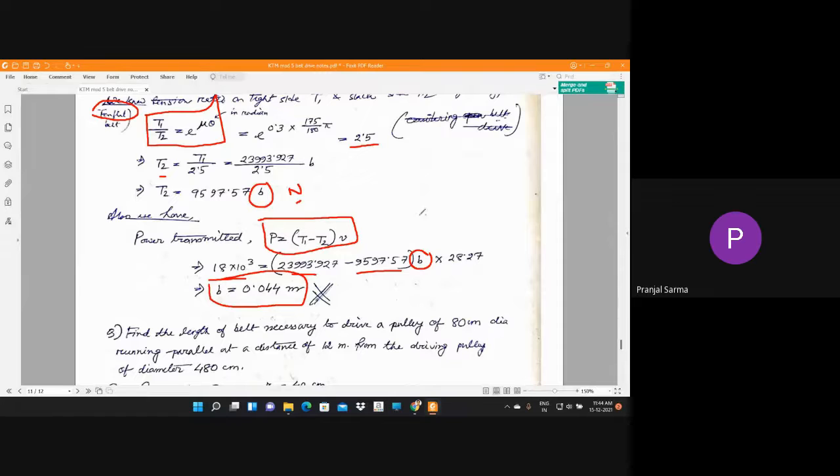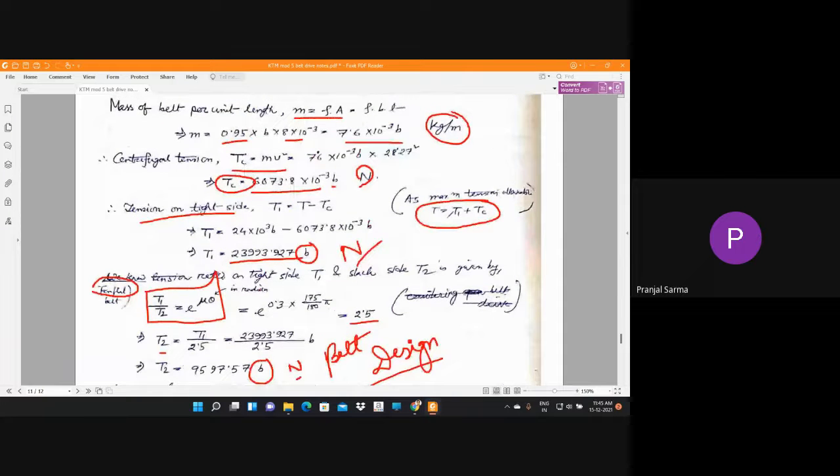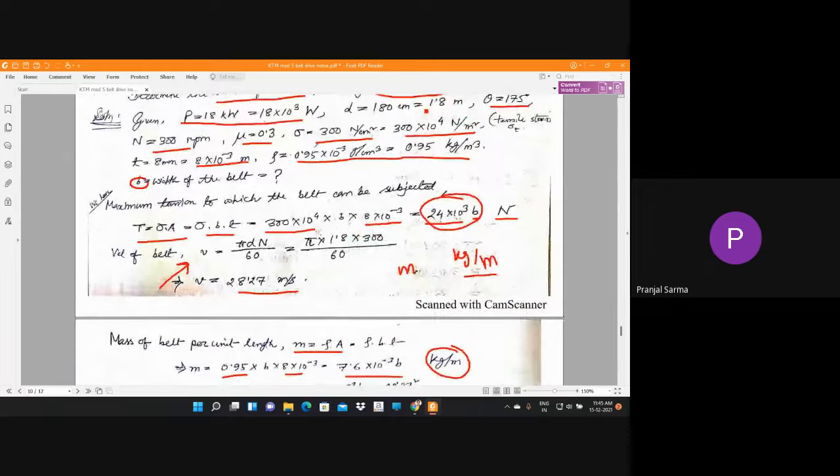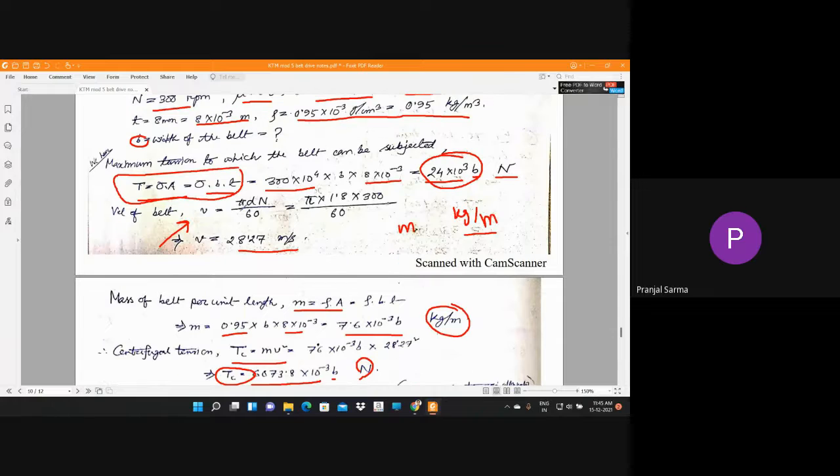So this is the required breadth of that particular belt so as to sustain this particular condition. This kind of problem, the design of belt, is also important, so solve this kind of problem. For belt design, what is important? Given the data, you'll definitely find out. Apart from that, the important relationship you need to know is that power is basically equal to sigma b t, one of the important ones.